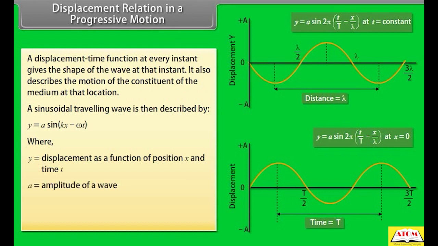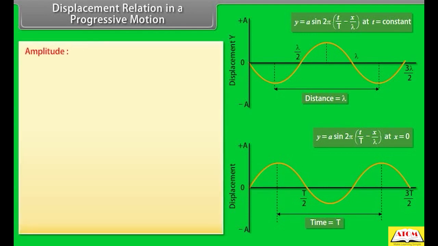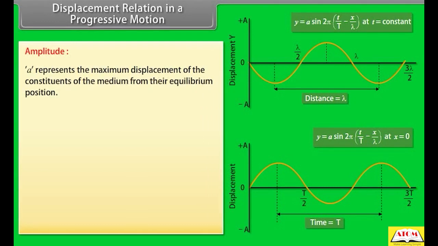A is equal to the amplitude of the wave. Omega is equal to the angular frequency of the wave. K is equal to the angular wave number. Amplitude. A represents the maximum displacement of the constituents of the medium from their equilibrium position. It is called the amplitude of the wave.